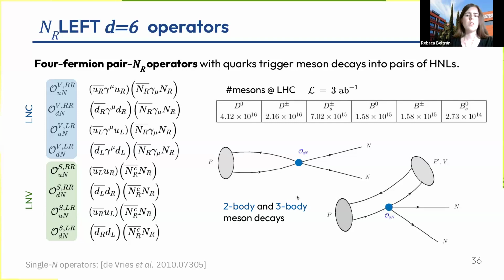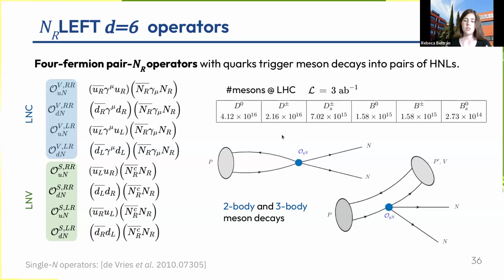Here I'm also showing the number of mesons produced at the LHC for 3 inverse attobarns of luminosity. You see huge numbers: 10 to the 15 mesons, 10 to the 16 for the D mesons. What this means is that with this large amount of mesons, we can explore very rare meson decays, which correspond to very small branching ratios.